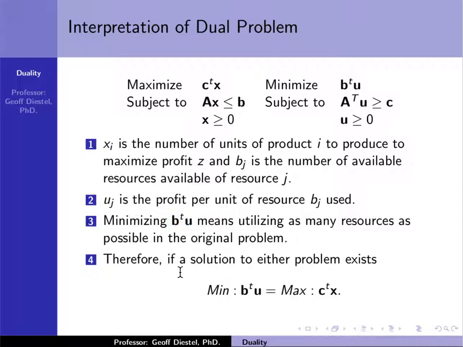Now what actually happens is kind of nice. When you solve either of these problems, the value of the objective functions, the minimum of the dual problem and the maximum of the original problem, will have the same value. So there's the connection. These two will have the same value. And it's really because of this interpretation that we have here.